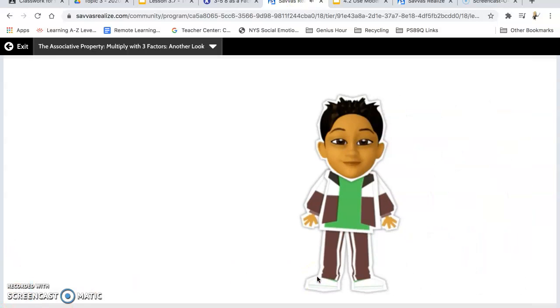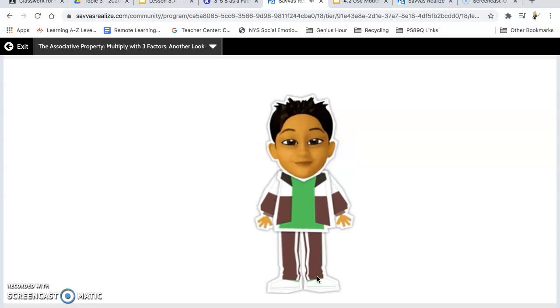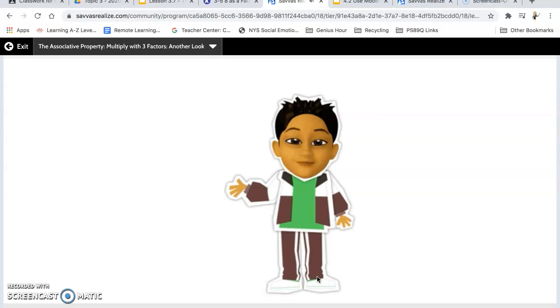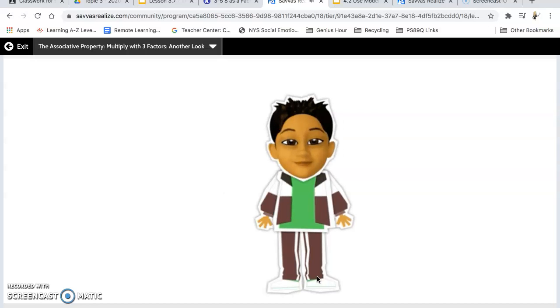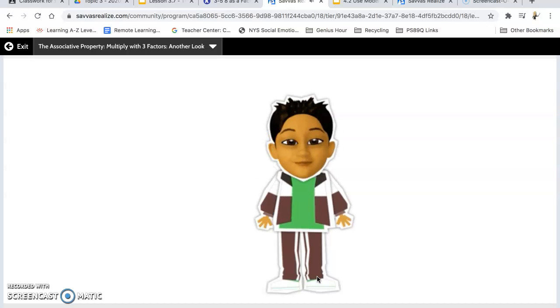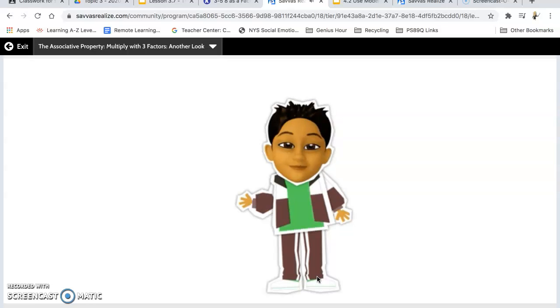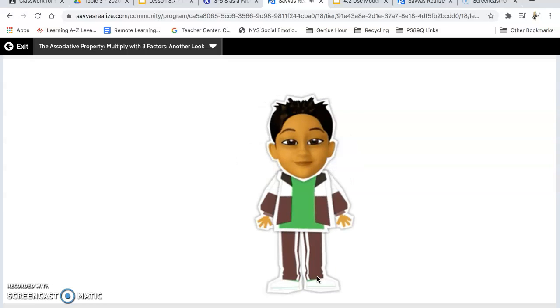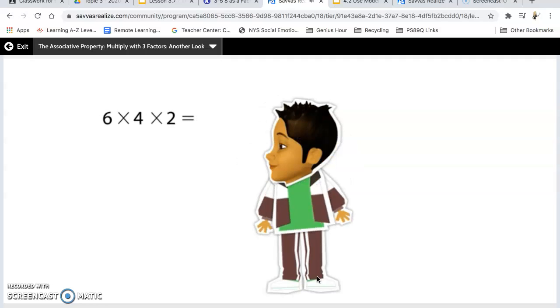Welcome back. Our good friend Carlos is here to help us learn about the associative property of multiplication. The what? Don't worry, Carlos. We'll all learn together. The associative property tells us that the way factors in a multiplication problem are grouped doesn't change the product. Okay, I think that makes sense. We use this property when we are multiplying at least 3 factors. We use parentheses to show how we group the factors, like this.